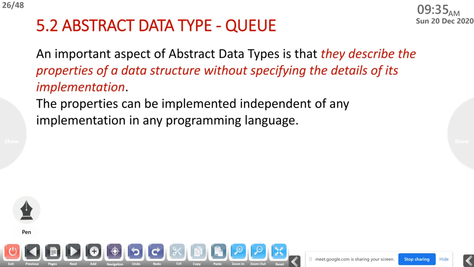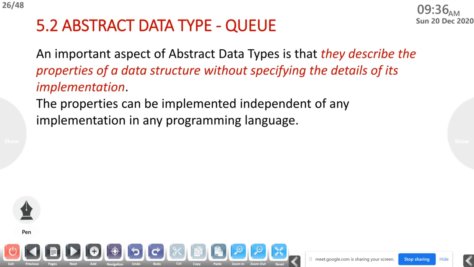And based on that, we can implement it by using array. Then linked list. We can implement this queue or a stack or tree by using linked list. Or we can write a program by using any of the programming languages. We can implement it by using C or Java or C++. So we are not describing those things. We are describing the abstract part. Okay.